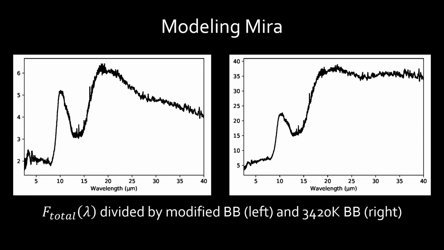Looking at the total flux of the star and the dust surrounding it, here are the two examples after continuum elimination. On the left, you can see the total ISO spectrum divided by the modified blackbody, and on the right is the total spectrum divided by a stellar blackbody at 3420 kelvins.